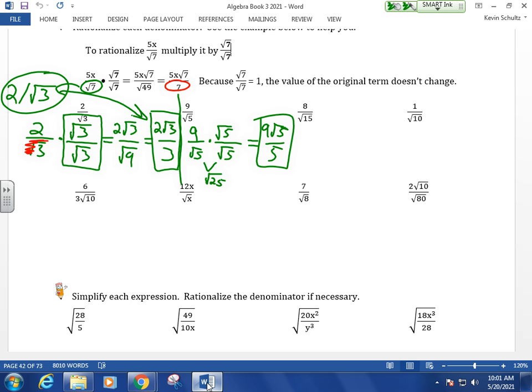Okay? Go ahead and do the last two on your own. 8 over the root of 15 and 1 over the root of 10. I'll give you about 30 seconds to do that.